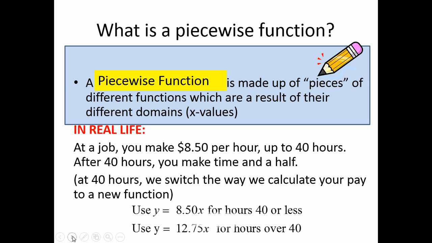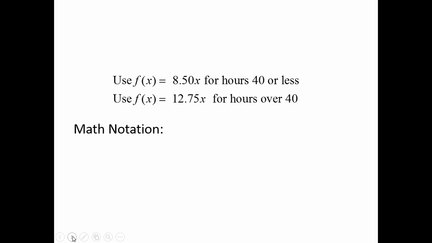What this would look like is that we would say, well, your pay is going to be $8.50 times your hours for hours 40 or less, but once you go over 40 hours, time and a half, or 1.5 times 8.5, gives you $12.75 per hour you'd be making if you worked over 40 hours for all those hours that are over 40. So we would take this and write it in math notation.